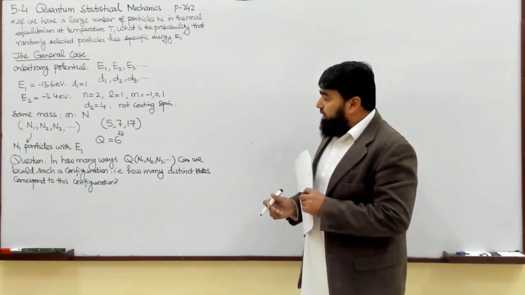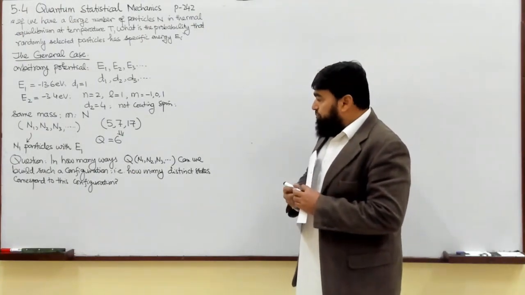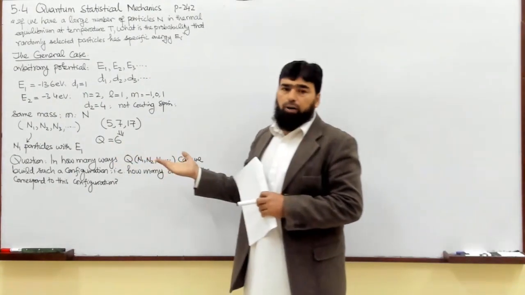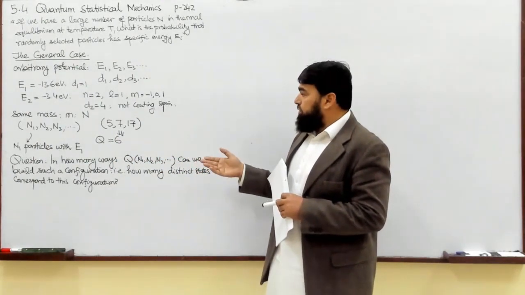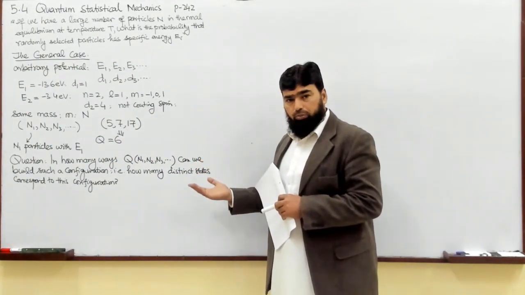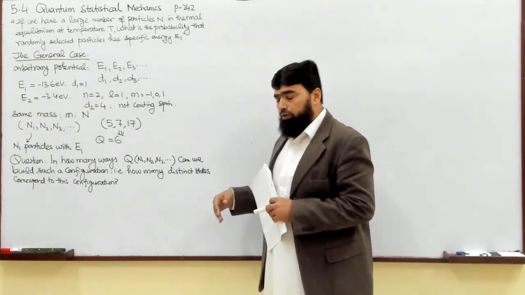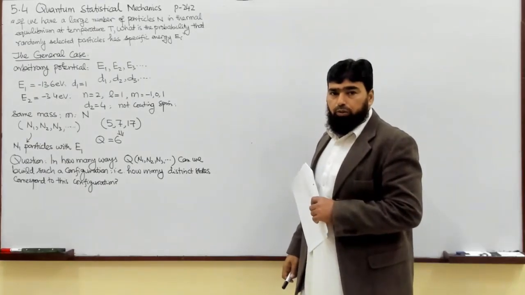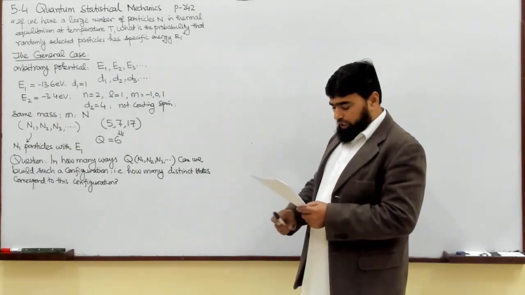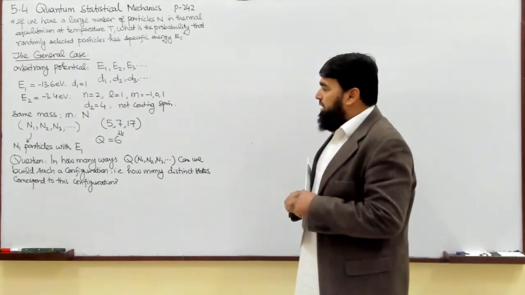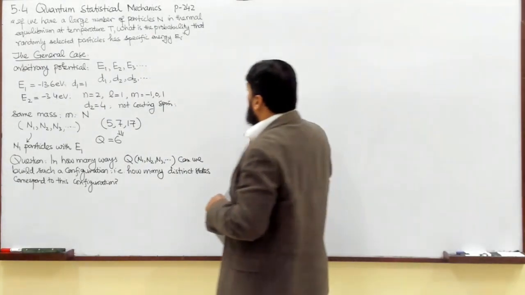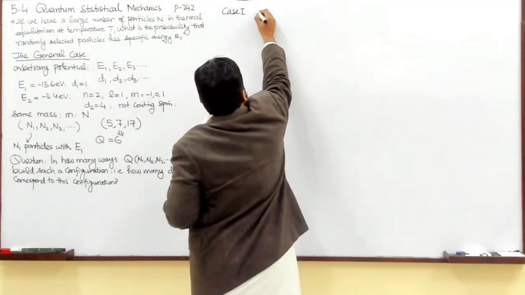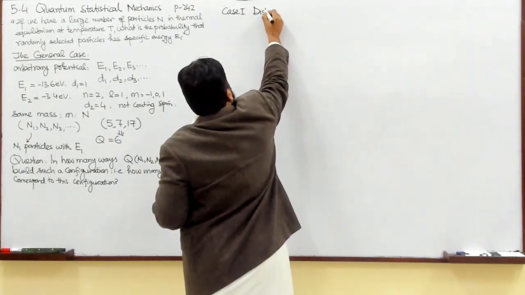We know that the number of configurations depends on the nature of the particles as well. If we have distinguishable particles, the calculations will be different, while for identical fermions and identical bosons, the calculations are also different. So we will discuss each case individually, and I start with case 1, which is the case of distinguishable particles.